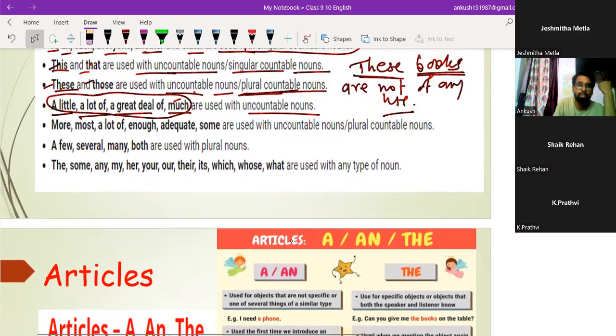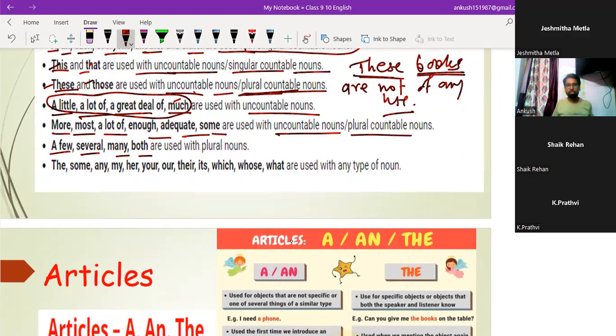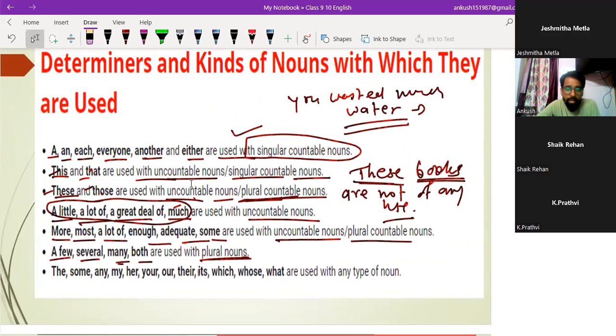Now let us understand others. Other determiners: more, most, a lot of, enough, adequate, some. They are used with uncountable nouns and plural countable nouns. Few, several, many, both are determiners which are used with plural nouns only. This is a very important slide, you may take a screenshot. Understand properly which determiner is used with which noun: singular countable, uncountable, or plural nouns.